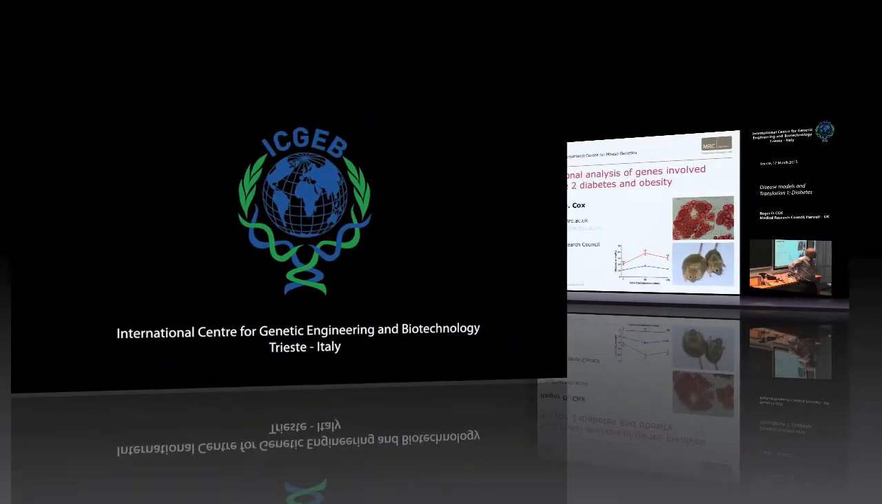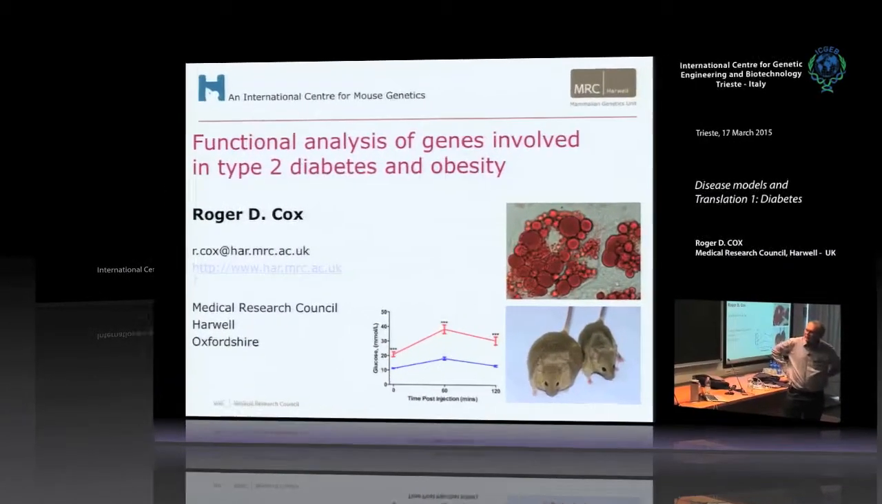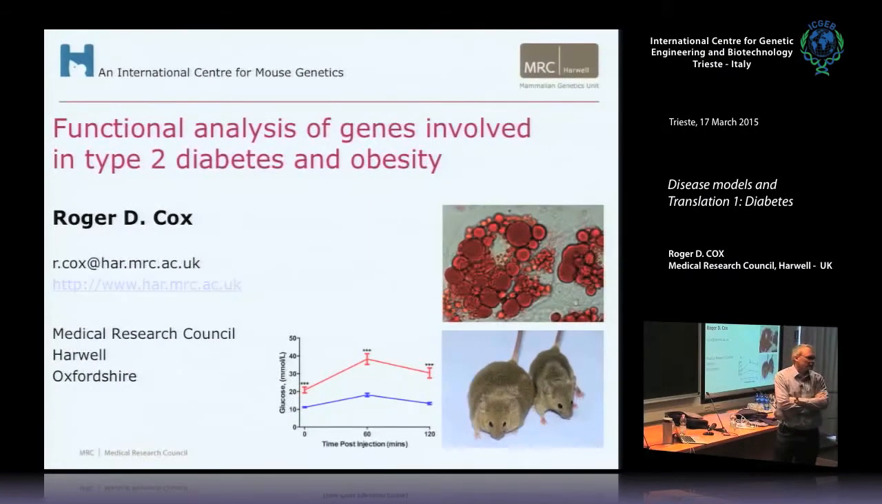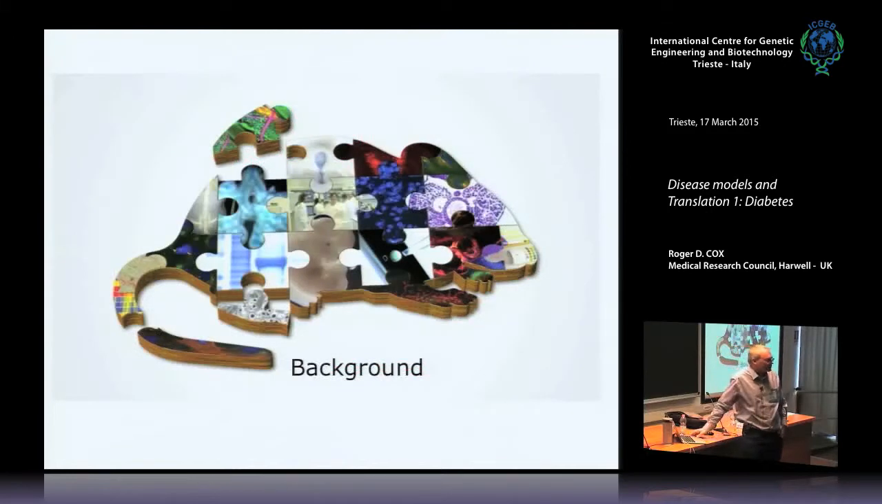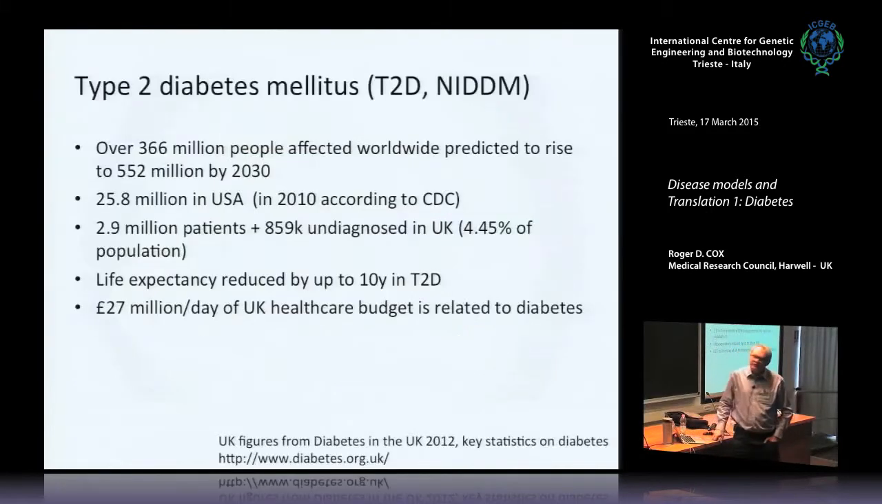So I'm going to tell you about my own program at Harwell, which is type 2 diabetes and obesity, and the functional analysis of genes involved in type 2 diabetes and obesity. So I'll start with a bit of background on diabetes. There are two types of diabetes. We work on type 2.